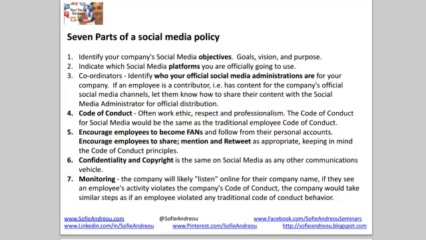We also, in that strategy, indicate which social media platforms we are officially going to use in this company. So in the social media policy, you need to identify the goals, vision, and purpose. Why are we using social media? Whether it's to grow awareness in the Toronto area for our company, or globally to women over 35. What's our goal, vision, and purpose?